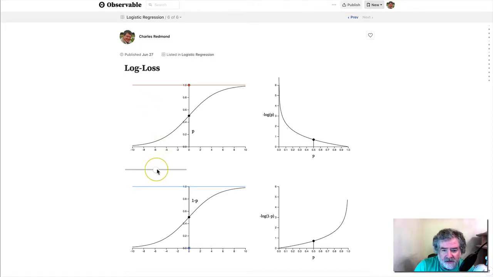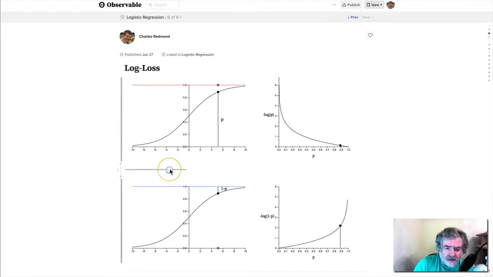So for instance, let's move over here to 2. Remember that this represents a score that a particular point, an individual, would have. So we've got this red point here with a score of 2. And the sigmoid function says that this is the probability that this is a red point. If we move over here, we're saying this is the probability that this is a red point. Okay?